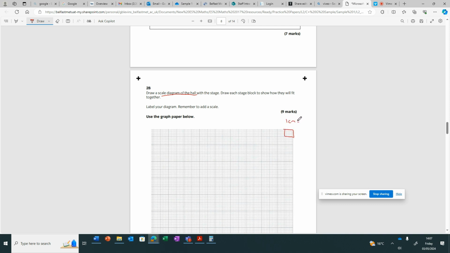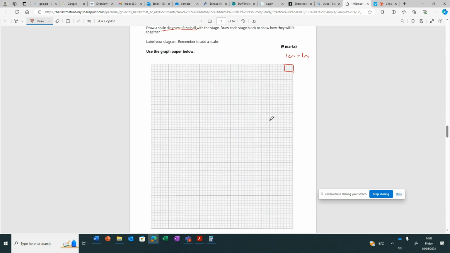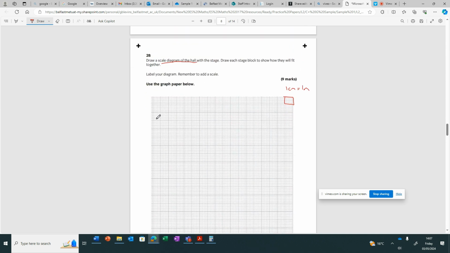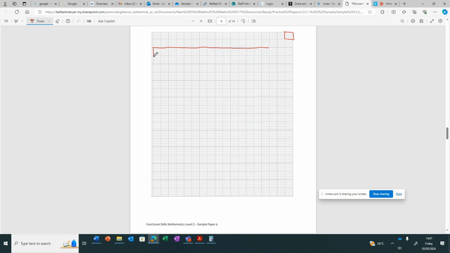Well, the hall was 15 meters, so I just need to draw a line which is 15 meters, which is 1 meter, 2 meters, 3, 4, 5, 6, 7, 8, 9, 10, 11, 12, 13, 14, 15. Well, every square is a meter, so 15 squares would be 15 meters. Then this is going to be 10. 1, 2, 3, 4, 5, 6, 7, 8, 9, 10. That's 10 centimeters or 10 meters. Same across, match it up, draw it down, and we've drawn our hall floor.